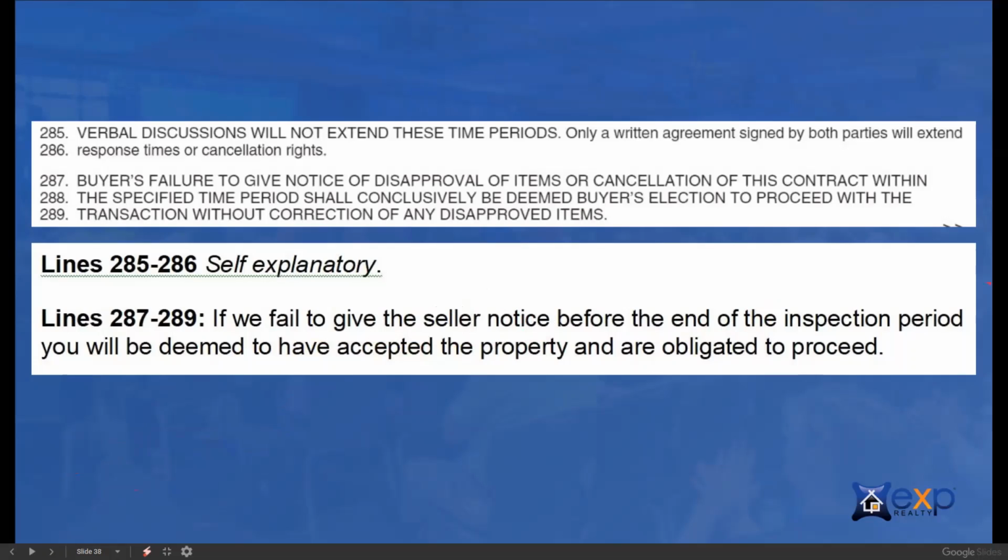So this is one date you want to put out there on the calendar and have multiple reminders that this date is the end of the inspection period. Because if you don't put anything in, they're accepting the property. Thanks for that clarification, Jeff.